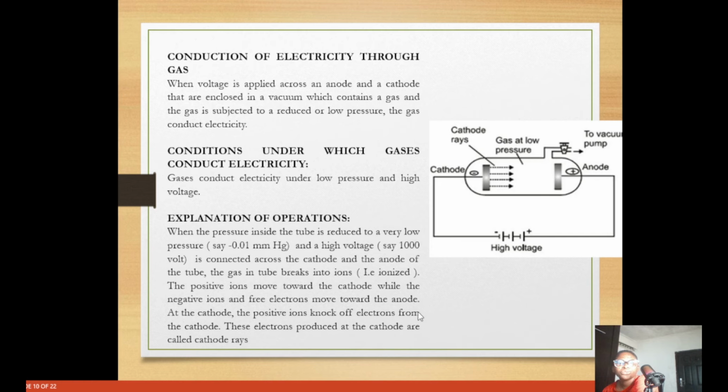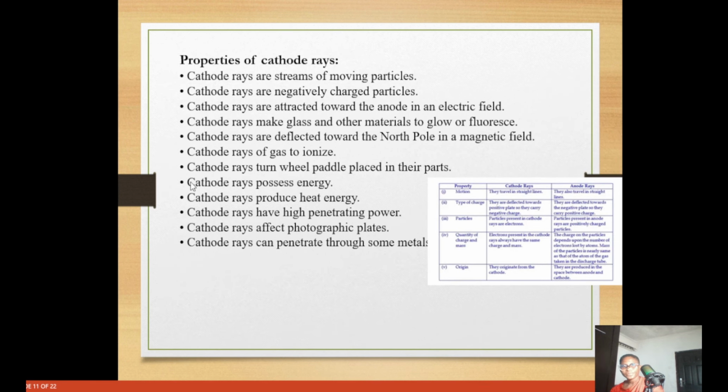These electrons produced at the cathode are called cathode rays. We can see that now. These are the cathode rays produced. What are the properties of the cathode rays? Cathode rays are a stream of moving particles. They are negatively charged. They are attracted towards the anode in an electrical field.